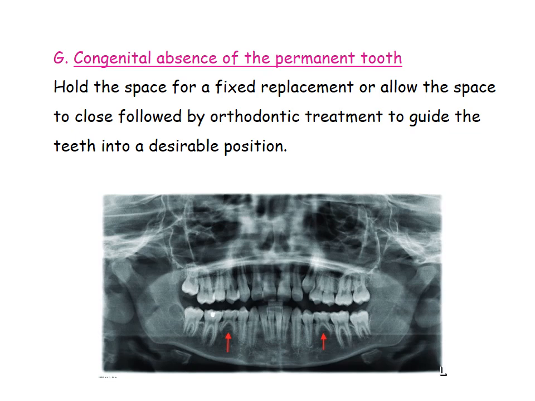If there is congenital absence of the permanent tooth, then the treatment depends: either you hold the space for a fixed replacement, or you allow the space to close, followed by orthodontic treatment to guide the tooth into the desirable position.